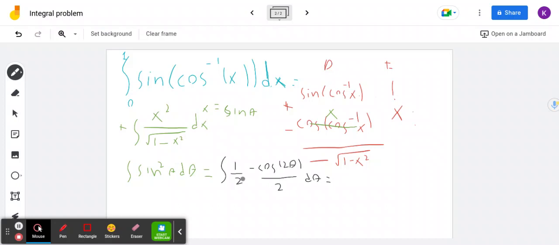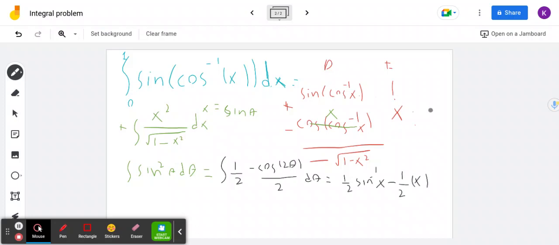And so this becomes 1/2 theta, but knowing that sine theta is equal to x, theta is inverse sine of x. So we get 1/2 inverse sine of x. And then integrating this, we get negative 1/4 sine of 2 theta, or negative 1/2 sine theta times cosine theta. So sine theta is x, and then you have to multiply by cosine theta.